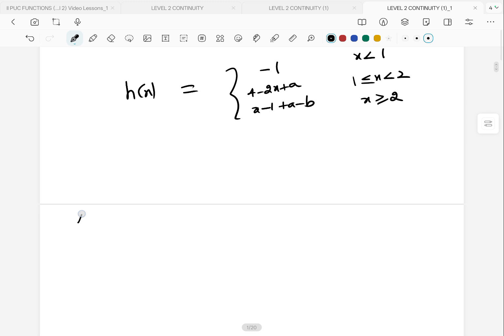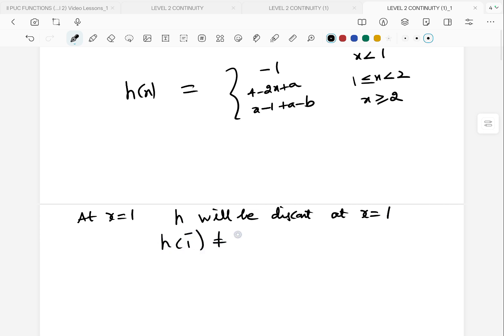Now, at x equal to 1, this function h will be discontinuous at x equal to 1 when h of 1 minus is not equal to h of 1 plus. What is h of 1 minus? Minus 1 is not equal to 4 minus 2, 2 plus a, which means that a is not equal to minus 3.